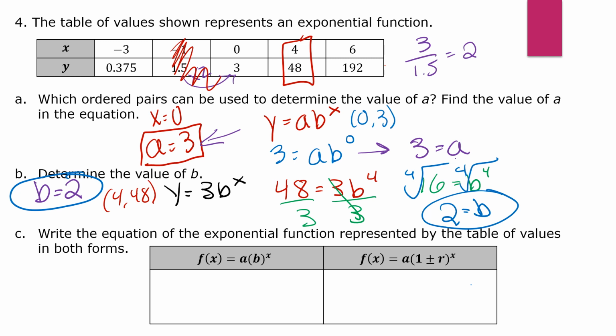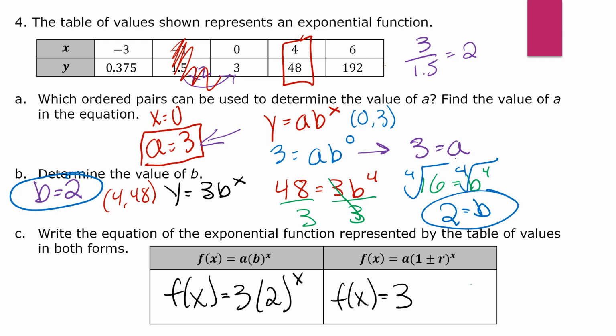All right, part C, last part, we're just going to write our equations. So f of x equals A, which we said was 3, B is 2, and that's raised to the x. And then for the next one, we need to figure out what's going to go in our parentheses. A is still 3. If my B is 2, I need to figure out 1 plus what gets me to 2. So r would be 1. So in the parentheses, I would have 1 plus 1, and that's raised to the x.